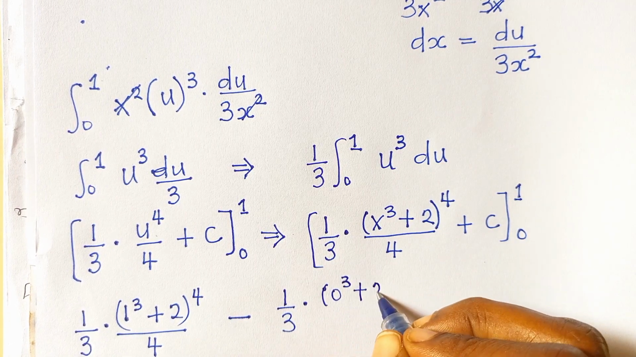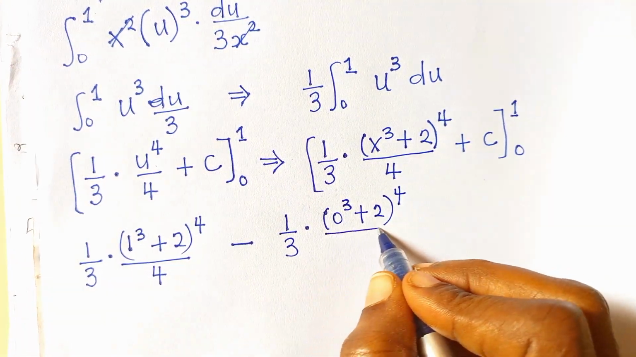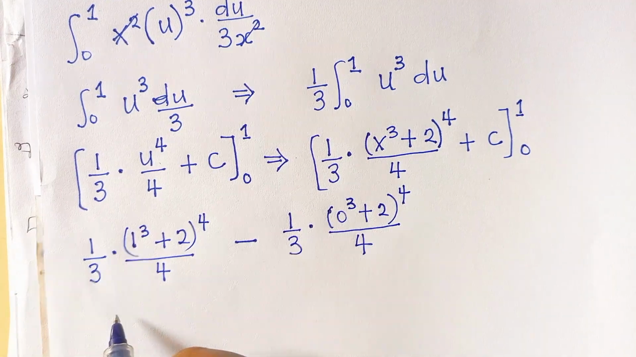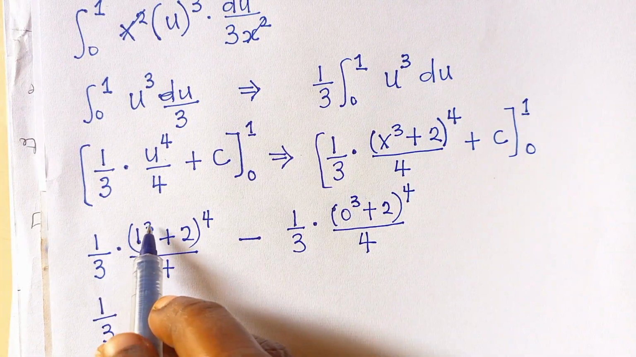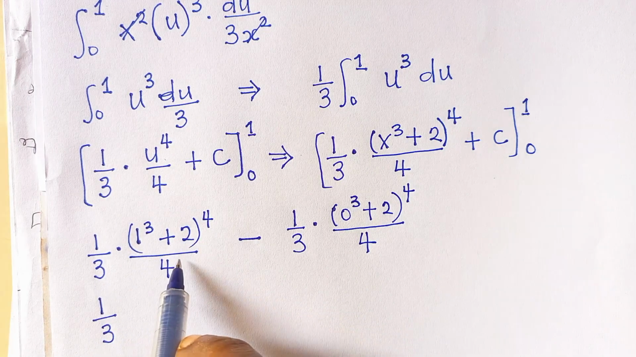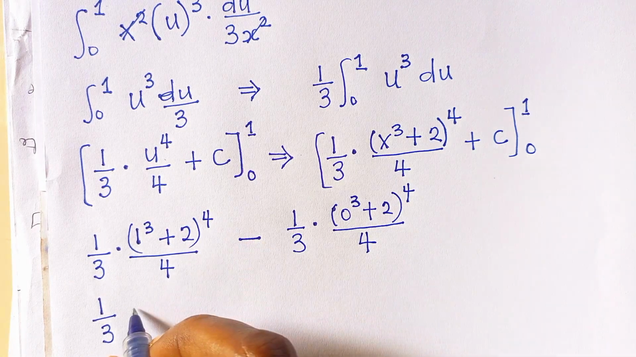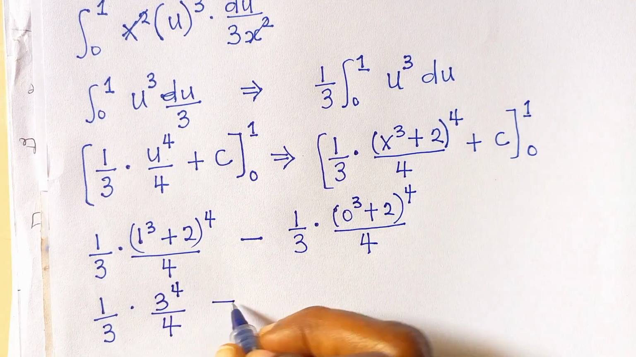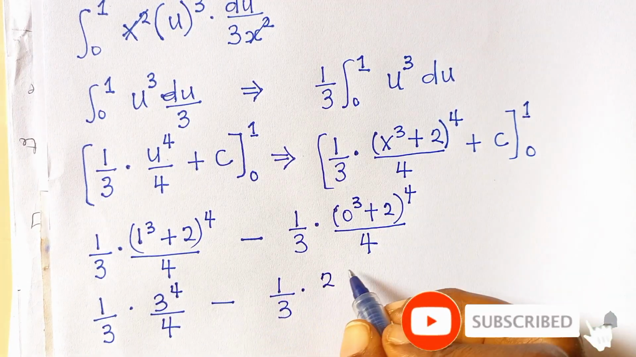So now we have x to be 1, and also x to be 0. So 1 raised to power 3 is 1 plus 2. You're going to have 3 raised to power 4 all over 4 minus 1 over 3 multiplied by 0 raised to power 3, which will give you 0 plus 2, which will give you 2, then raised to power 4 all over 4.